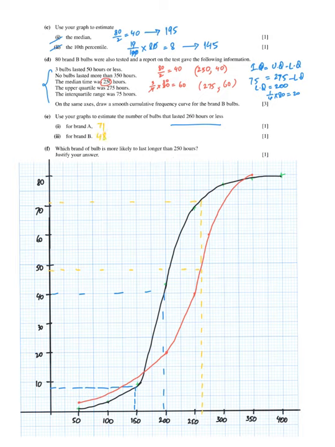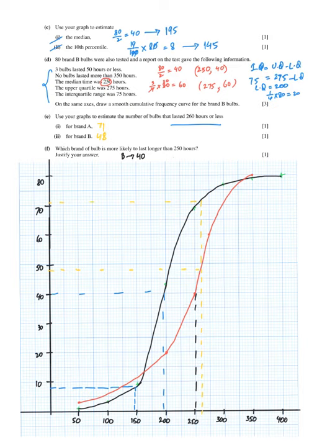That is your answer. In the last part, it says which brand of bulbs is more likely to last longer than 250 hours. So first, we need to find out the number of bulbs that last more than 250 hours. So at 250, I will draw the line here and find out the number of bulbs for both brands. So for brand B, the value recorded is 40. So remaining bulbs that last more than 250 hours is also 40. So for brand B, the number of bulbs we are getting is 40.